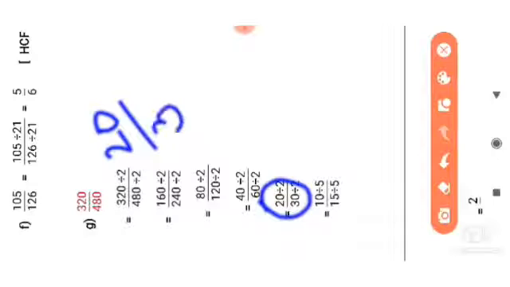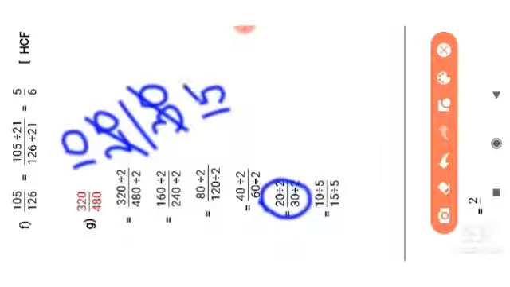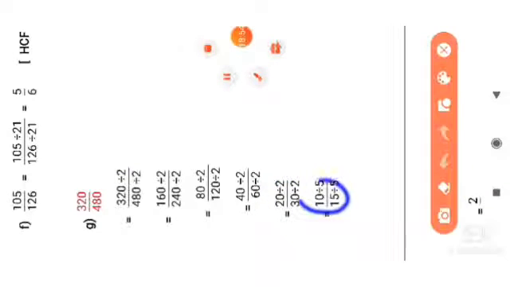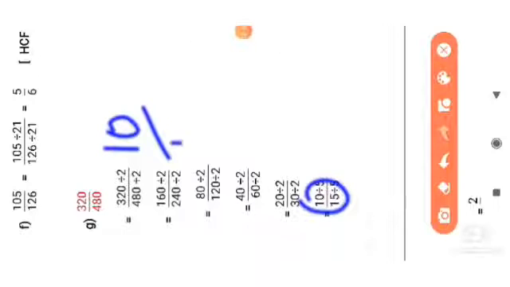Again it is even, as the last number is 0, the ones place is 0. So it is again an even number, so we can divide these numbers again by 2. If you divide 20 by 2, it is 10, and 30 by 2, it is 15. So our answer is 10 by 15. You can see I wrote in the next step 10 by 15.